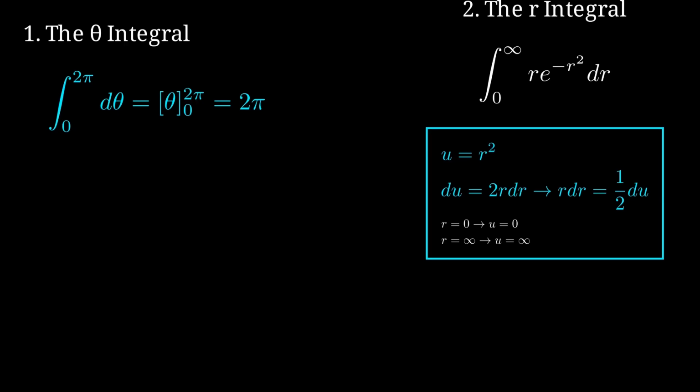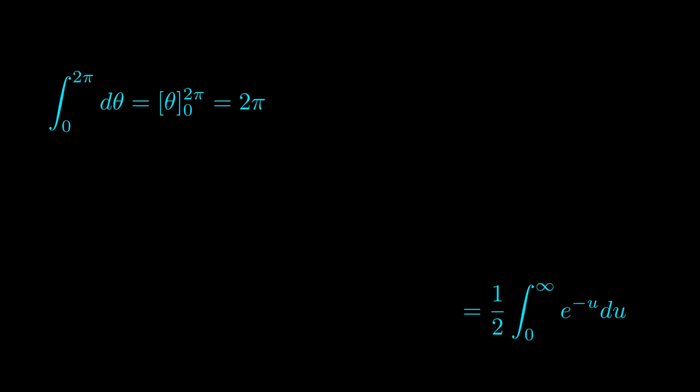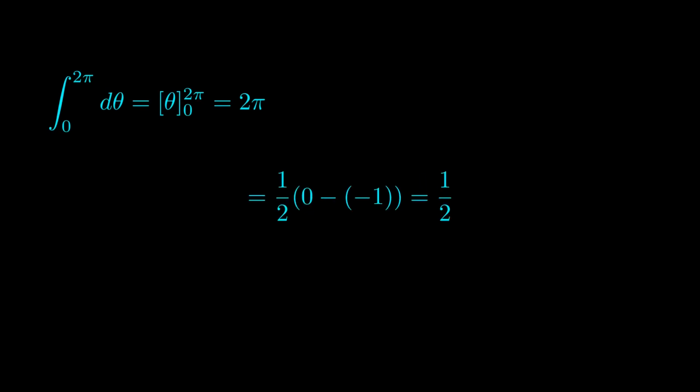And this is a standard exponential integral. The antiderivative of e to the negative u is negative e to the negative u. Evaluating from 0 to infinity, we get negative e to the negative infinity minus negative e to the negative 0. As u approaches infinity, e to the negative u approaches 0, and e to the negative 0 is just 1, so we get 0 minus negative 1, which equals 1. Don't forget the 1/2 in front, so our r integral equals 1/2.